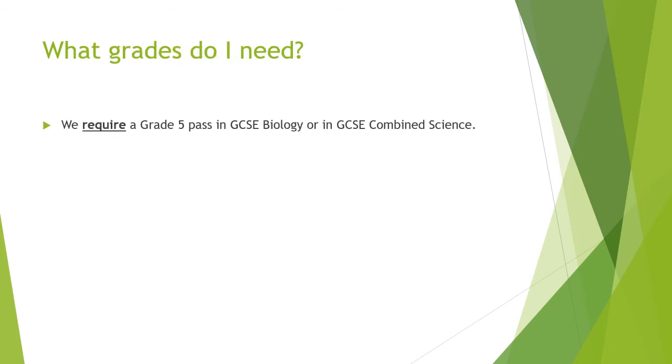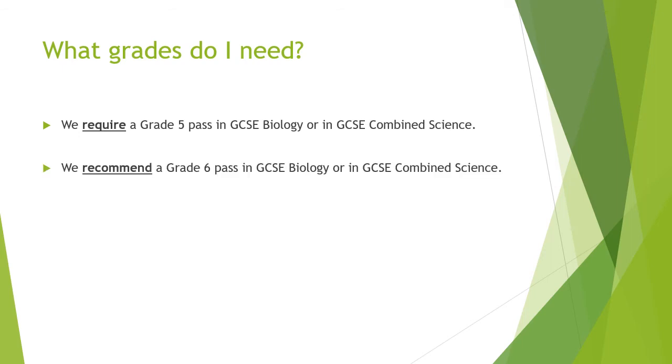In terms of grades, we require you to have a grade 5 pass either in GCSE biology or in GCSE combined science. We recommend that you would have a grade 6 in biology or combined science. Those of you who are doing triple science and who come up to us through GCSE biology, we would also really expect you to have at least a grade 5 and recommend a grade 6 in GCSE chemistry as well. We recommend that you have grade 5 passes in English and maths.